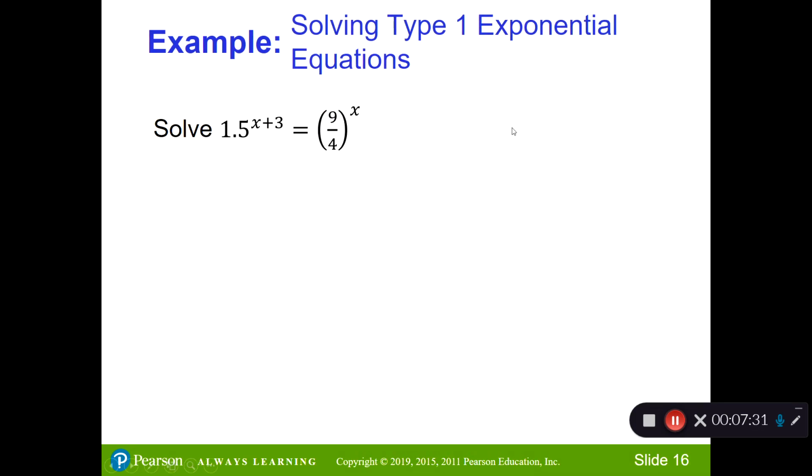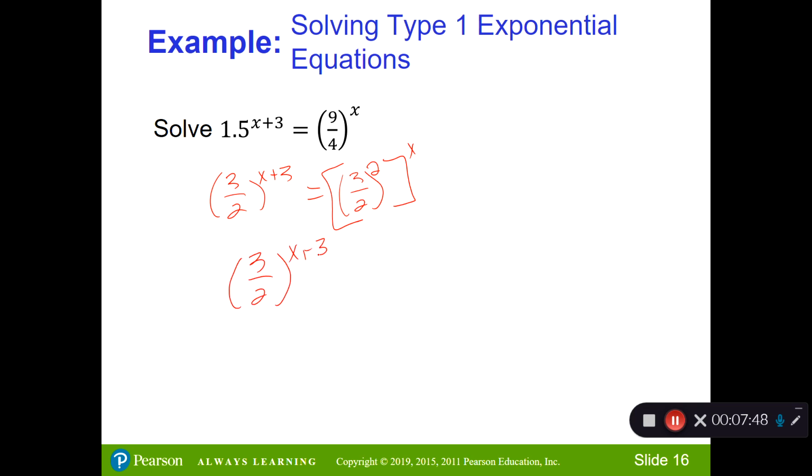All right, let's look at this. 1.5 is 3 halves to the x plus 3. 9/4 would be 3 halves squared. And then when I have a power to a power, I multiply those exponents. So I'd have 3 halves to the x plus 3 equals 3 halves to the 2x. Now set them equal to one another. x plus 3 equals 2x. Subtract x over, and we get x is 3.